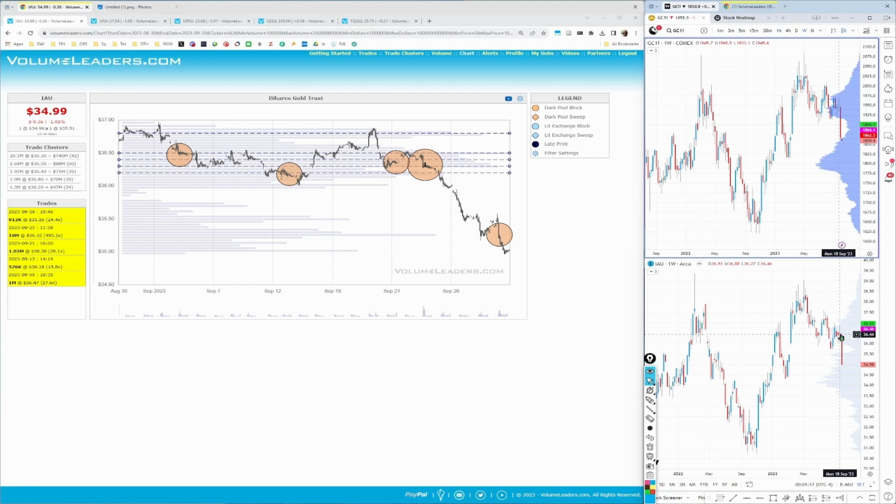And if they are coming down, what's the most likely place that they're going to go? And you can see a lot of volume traded here in IAU down at the 3409 level, and the same for gold down below $1,800. So that is how I then look at what is happening.